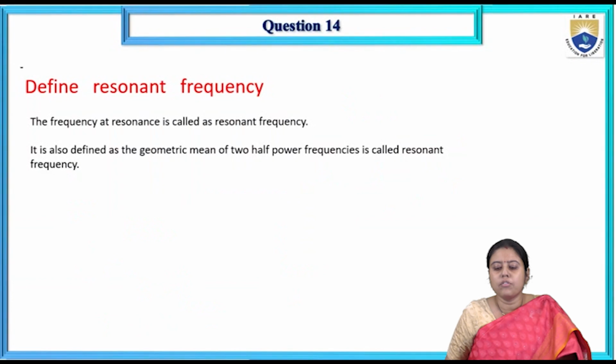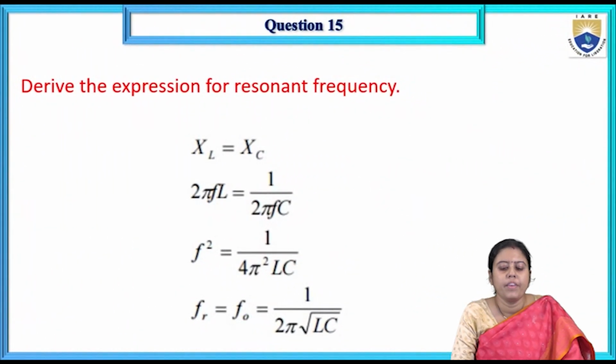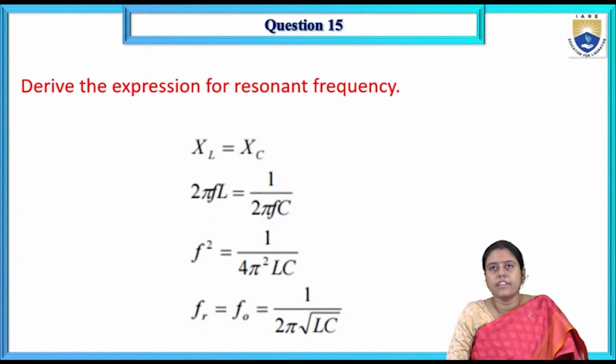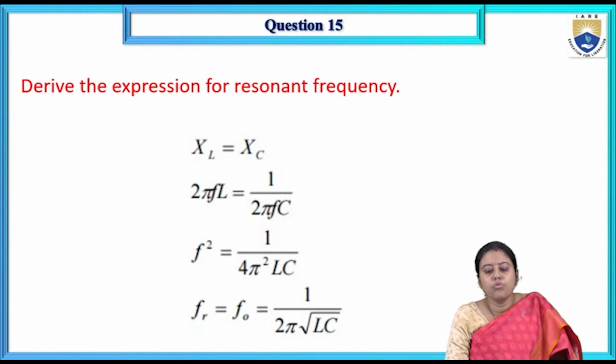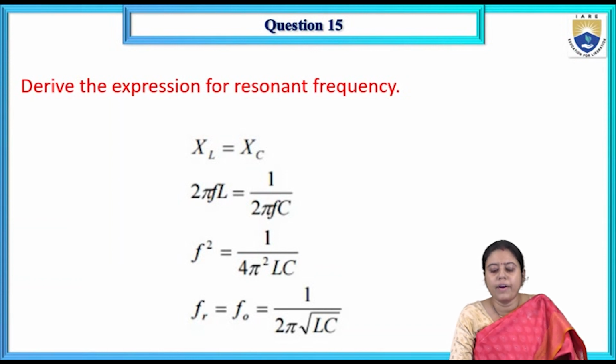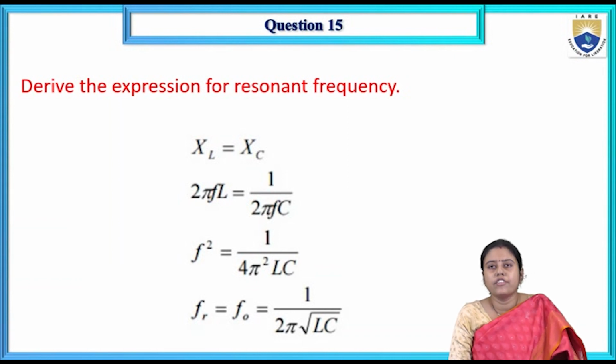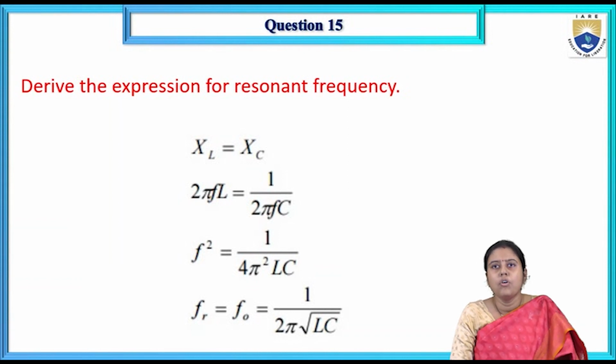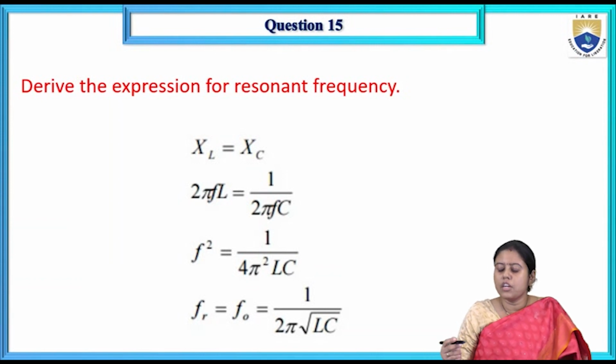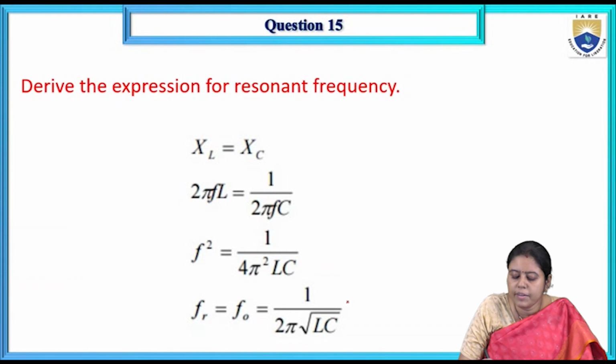Now we are moving to question number 15. Derive the expression for the resonant frequency. As we have already discussed, XL is equal to XC. So 2 pi fL is equal to 1 by 2 pi fC. So f square is equal to 1 by 4 pi square LC, and the resonant frequency is equal to 1 by 2 pi root of LC. What is the unit of this? The unit is hertz.